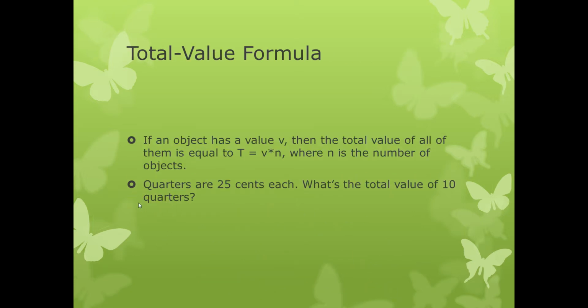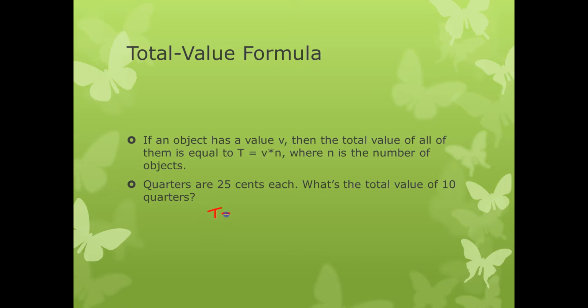The total value formula. If an object has a value V, then the total value of all of them is equal to T is equal to V times N, where N is the number of objects. So quarters are 25 cents each. What's the total value of 10 quarters?